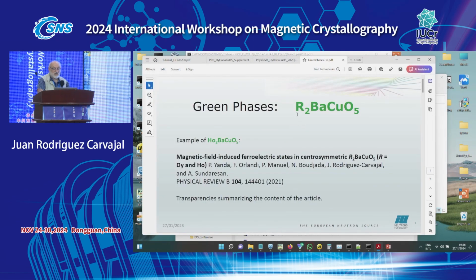The green phases were discovered in some sense, not really rediscovered, at the moment of the high TC superconductors, because they are contaminating the APCO type of compounds. And this one is interesting, and we have published that in Physical Review relatively recently, even with very old data, using data from WISH and from D1B.